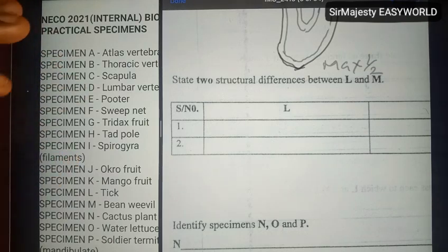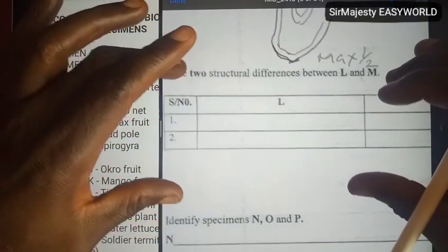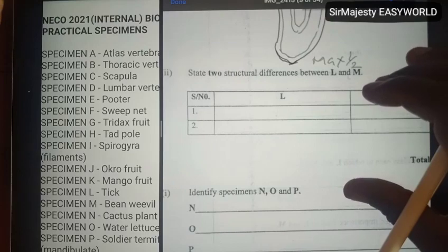That makes it an insect. Structurally, the ticks also have 4 pairs of working legs because it's an arachnid, whereas the bean weevil, with the help of your hand lens, has 3 pairs of working legs, which makes it an insect. All insects have 3 pairs of working legs, making it 6. So all these things I've said, you can use any of them and differentiate.